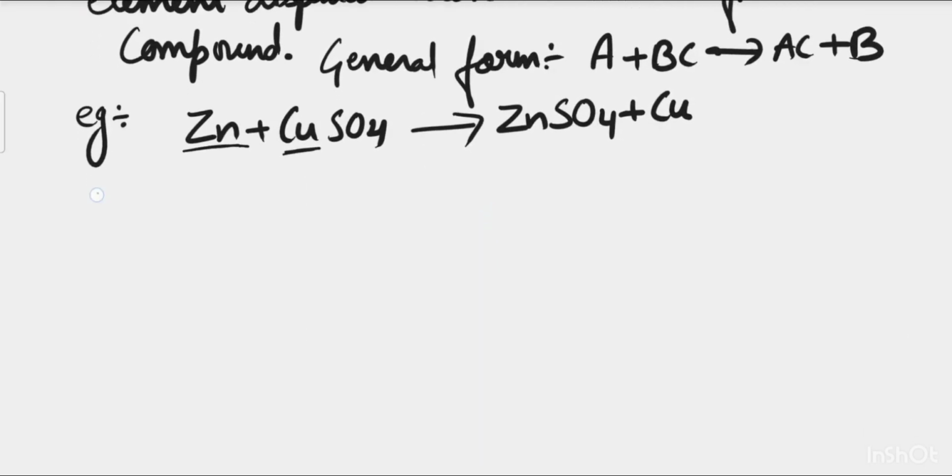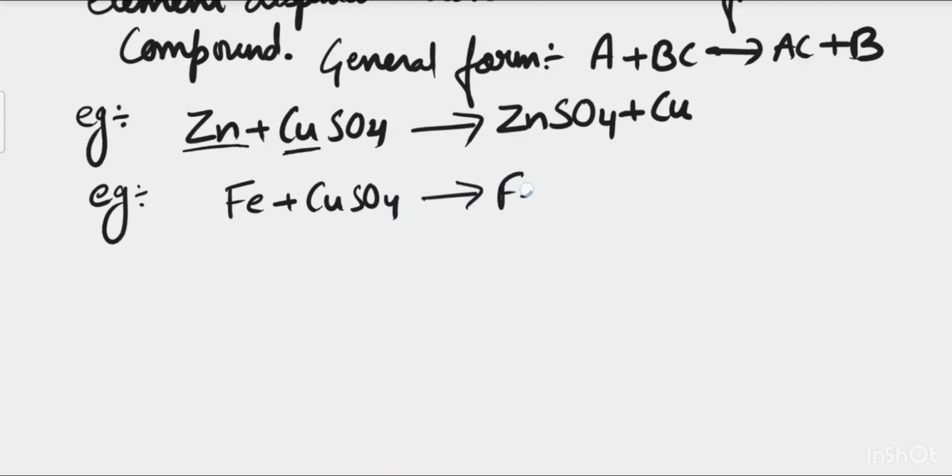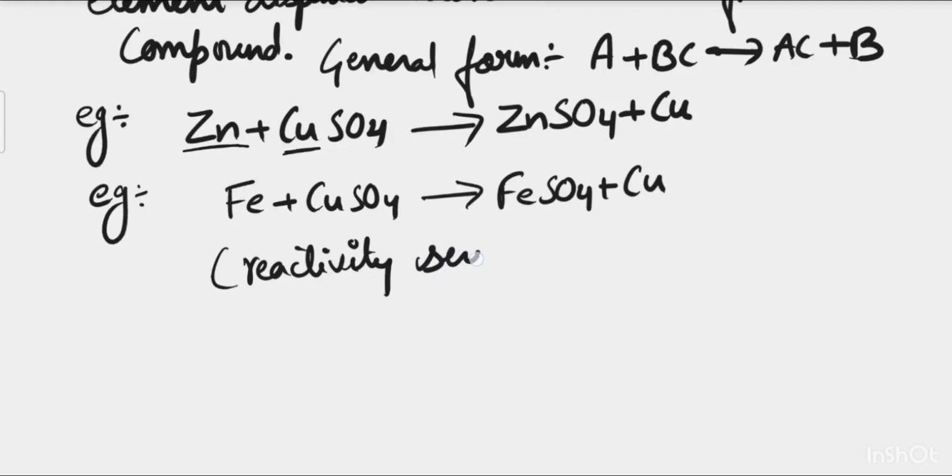Let us see another example. Fe plus CuSO4. What will it form? It will form FeSO4 plus Cu. Displacement reaction is based on the reactivity series of metals. So for this we should know the reactivity series of metals. A more reactive element will displace a less reactive element.